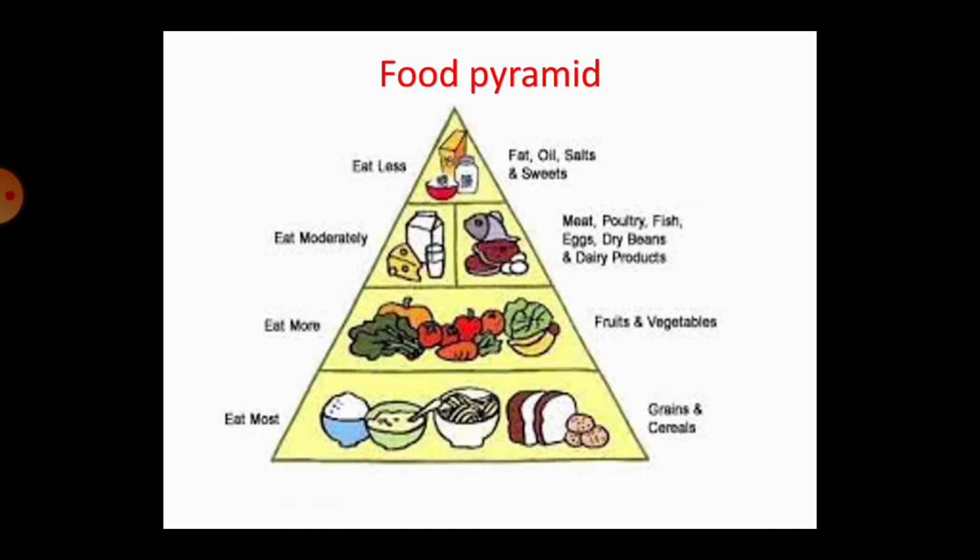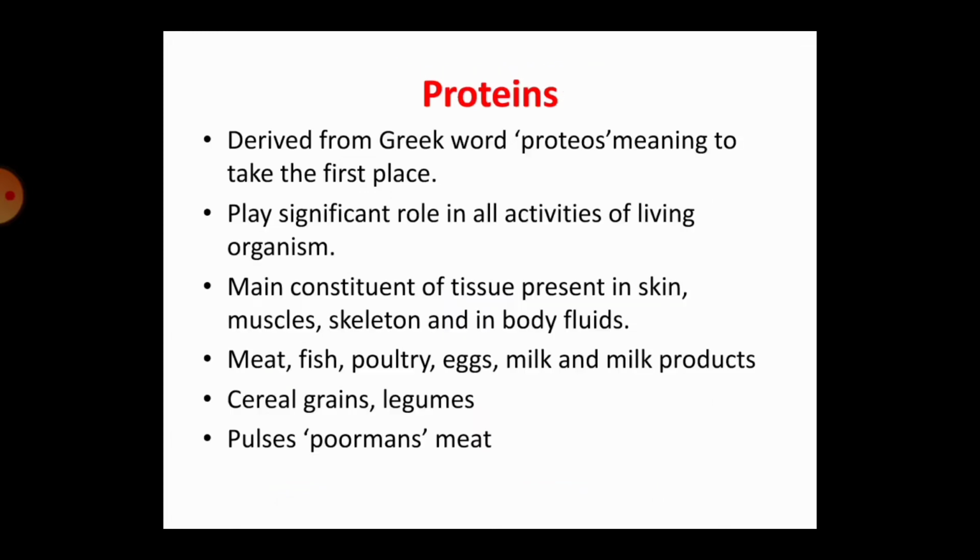So this is a diagram of a food pyramid. It shows at the base of the pyramid you will find foods that you eat most. It includes grains and cereals. And at the second level you will see fruits and vegetables that you eat more. And at the top of the pyramid you will find food that you eat less. It includes fat, oil, salts and sweets. So let us see each of these nutrients in detail.